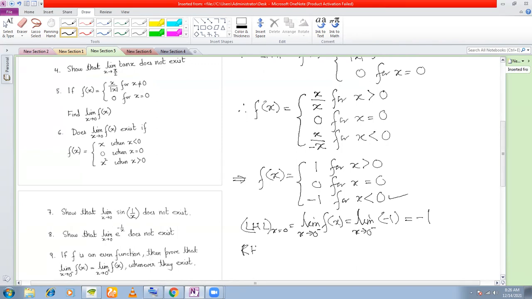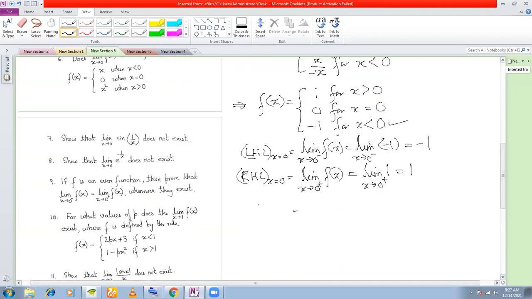Right hand limit at x is equal to 0. Limit x tends to 0 plus f(x). x is approaching 0 from values that are higher than 0. So what is the value of the function there? 1. Which is equal to 1.